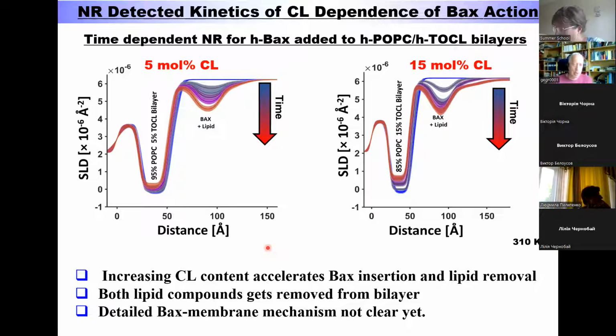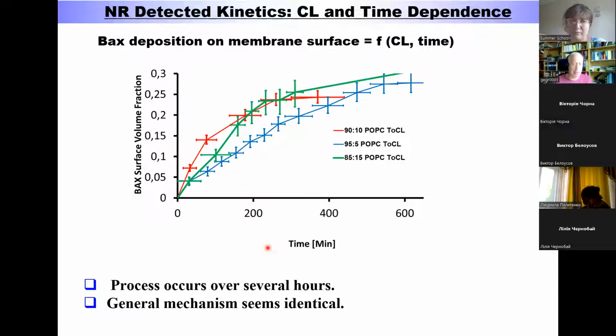We're still working on this mechanism because we have not sorted it out yet. And if you now plot this intensity, the surface volume fraction, or how much bugs you have on the membrane, against time, you see the green one and the blue one are 15 and 5. So you have a different dependence. And the red one is 10%, which does not fit perfectly because it's from another session, which is not exactly the same condition, because our 10% in this series did not work.